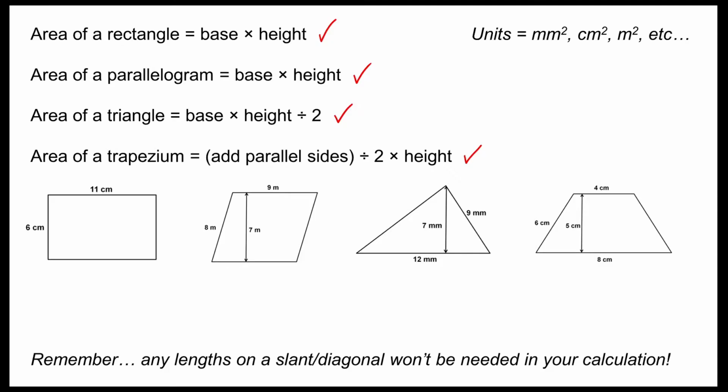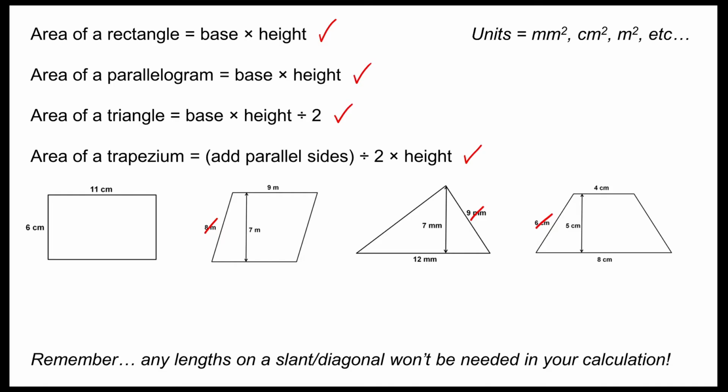Another thing that's important to remember is that any lengths that are on a slant or a diagonal won't be needed in your calculation. So for instance, the 8 meters in our parallelogram won't be needed. That's because it's on a diagonal length. Likewise, this diagonal in our triangle, 9 millimeters, won't be needed, and in our trapezium we won't need this 6 centimeters.